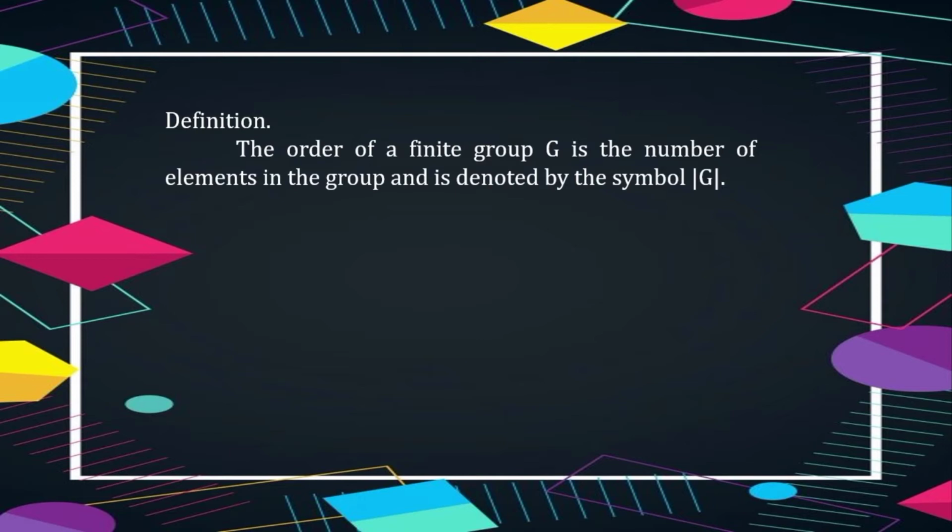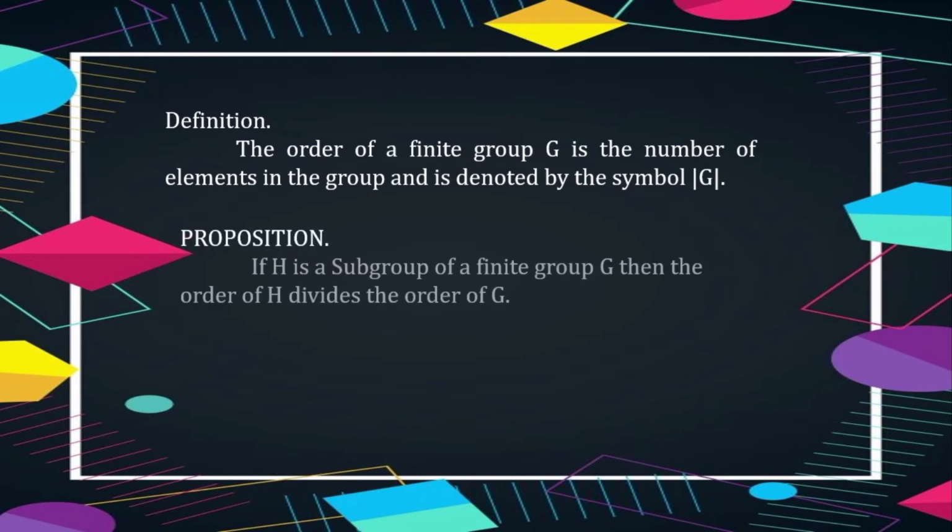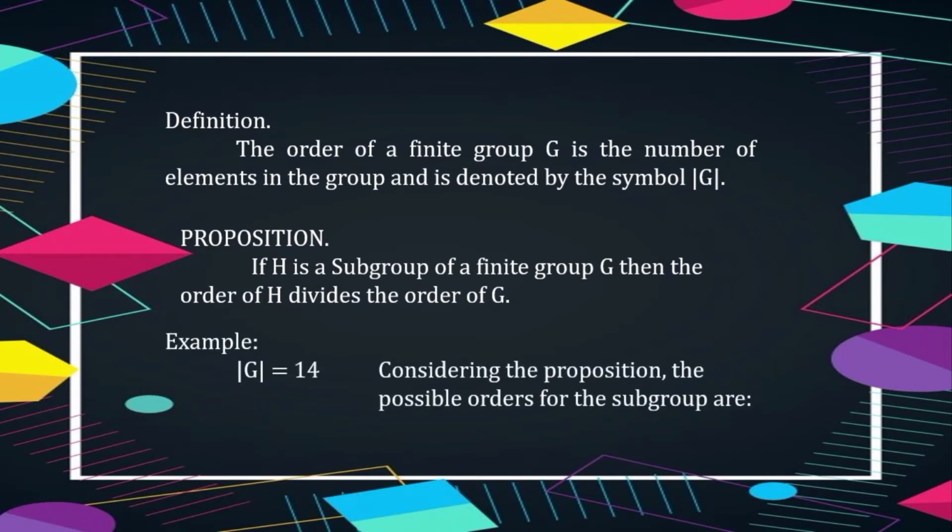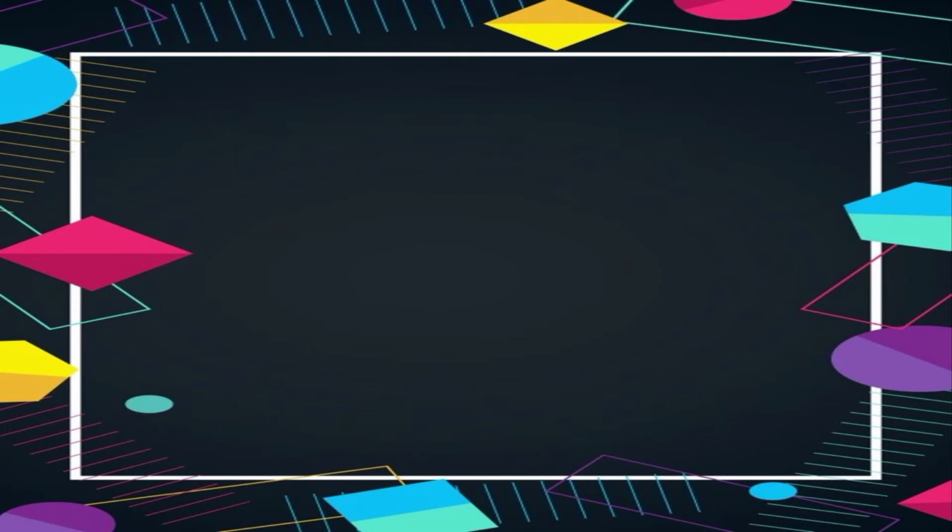Definition: the order of a finite group G is the number of elements in the group and is denoted by the symbol given. Proposition: if H is a subgroup of a finite group G, then the order of H divides the order of G. For example, if the order of group G is equal to 14, considering the proposition, the possible orders for the subgroup are 1, 2, 7, and 14.